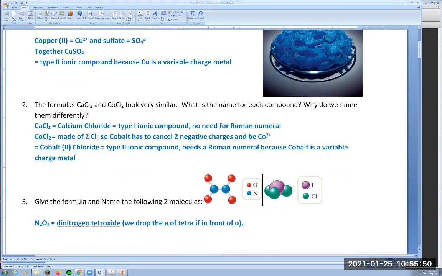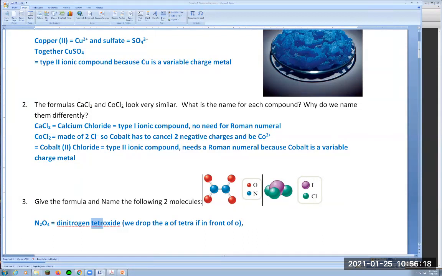This is important to remember as you do the quiz and the homework. You need to be aware that we drop the A of tetra or penta or hexa when it's in front of another vowel. So then it's dinitrogen for two nitrogens, and then tetroxide for four oxygens.